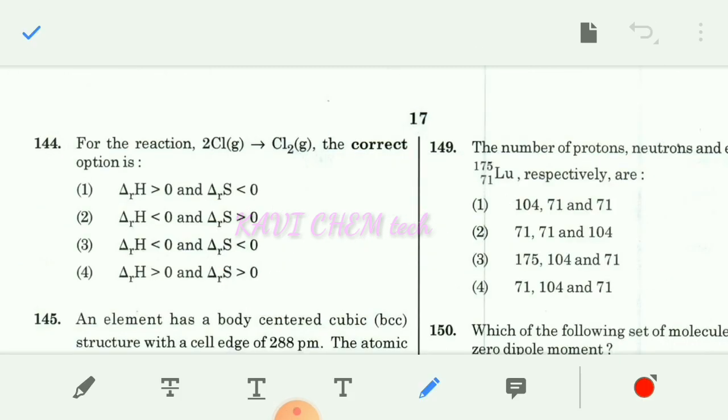Next question, number 144. For the reaction 2Cl gives Cl2, the correct option.